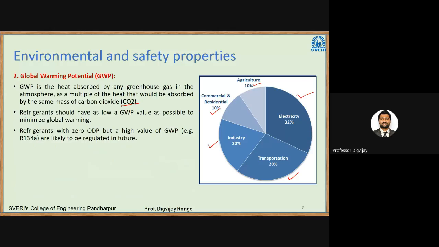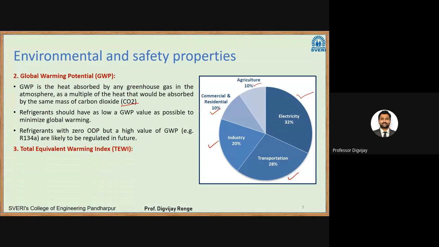So this is all about GWP. Then next term under environmental, we have that is a total equivalent warming index. So this term is specifically used for refrigerant, that is a TWI. It is also called a TEWI. Okay. So total equivalent warming index.